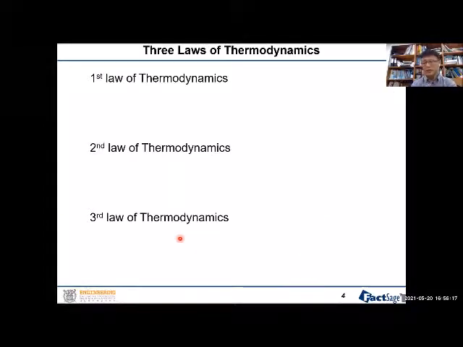Okay, so we learn all three laws of thermodynamics: the first law, the second law, and the third law, of course.